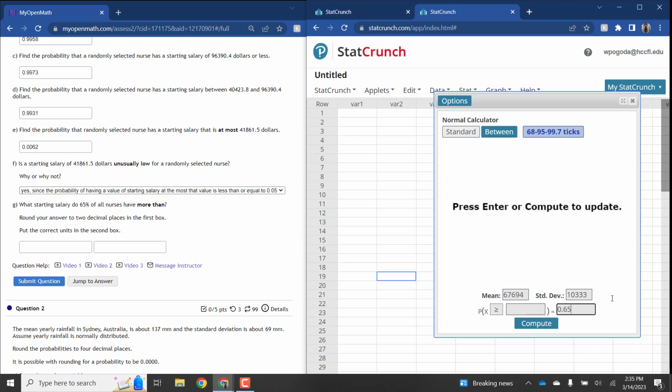StatCrunch is really cool in this, in that you don't really have to leave the menu or go to a different option or a different tool. It will give you the x value. Basically, you can leave either the x value blank, or the probability blank, and it will fill in the other number. So I'm just going to click on compute at this point. And it will give me the probability x is bigger than some number. It'll tell me what that number is, equals 65%.